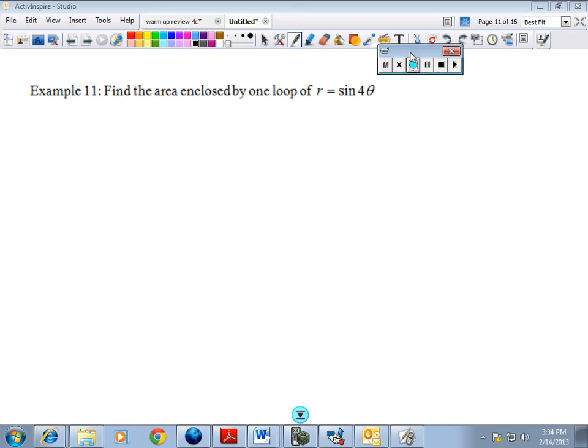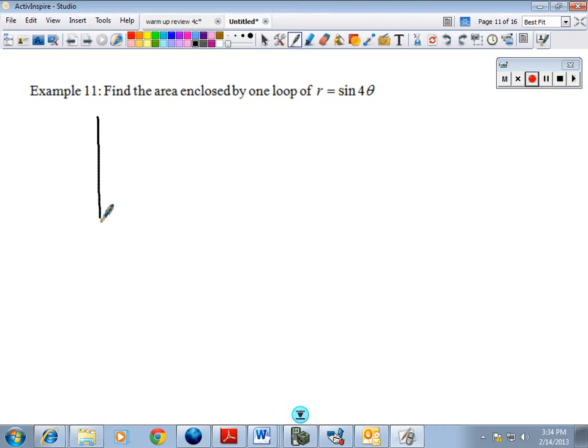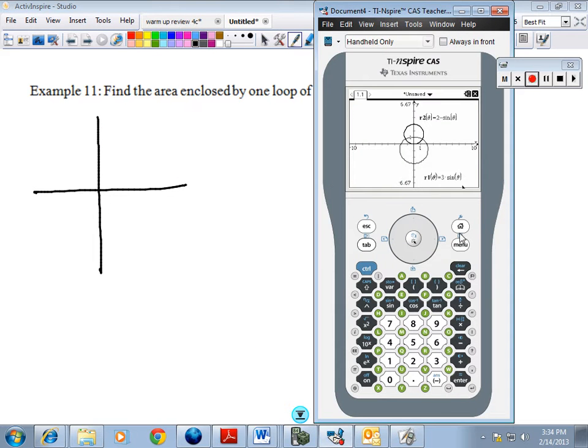Okay, polar example 11. Find the area enclosed by one loop, which should kind of tell you it's a rose, of r equals sine of 4 theta. Well, the sine is oriented on the y-axis, and let's just go ahead and show you what it looks like without me taking the time to graph it.